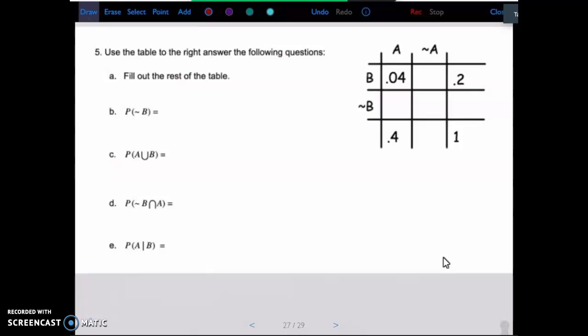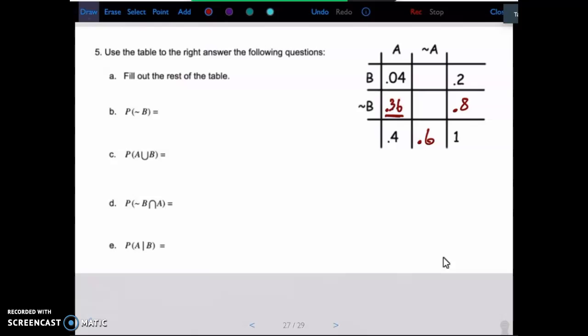All right, here we go. Let's fill out the rest of the table real quick. We have everything we need. We know that these need to add to 1, so that'll be 0.6. We know this will be 0.8. We know that 0.04 plus some number is going to be 0.4. So if I want to find the intersection of not B and A, that's going to be 0.4 minus 0.04, which is 0.36.